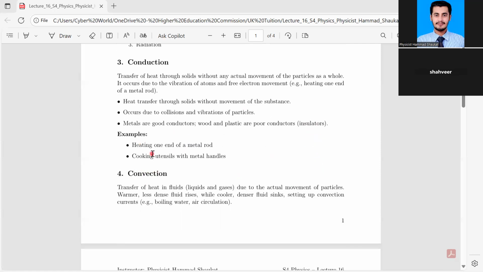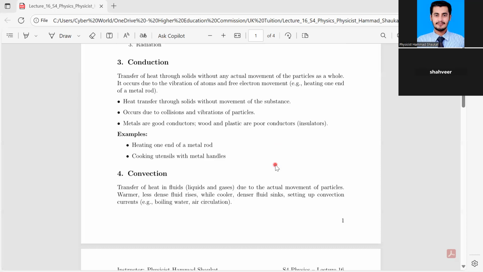Examples of conduction are heating a metal rod. When you heat a metal rod from one end, you also feel some heat coming to your hand. Am I right? So this is due to conduction. When you heat a metal from one end, the atoms or molecules inside the conductor gain kinetic energy and start vibrating. And once they vibrate, the body heats up.